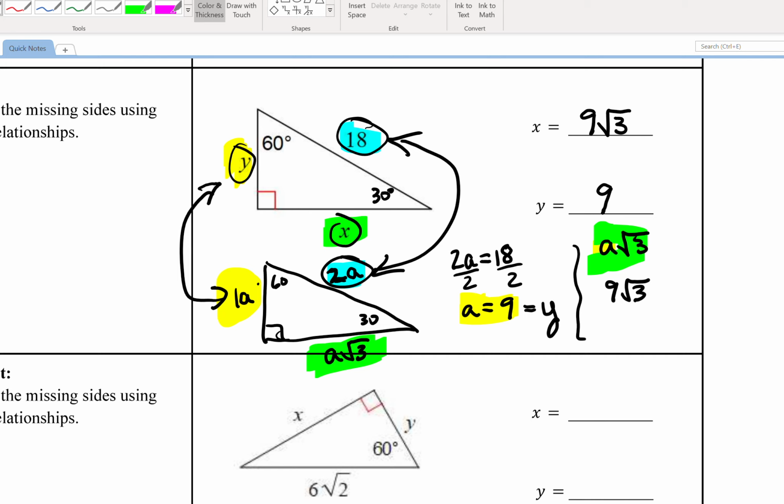And that's in that same ratio. This is 9, and this is 9 root 3. If I divide everything in there by 9, then I would just get 1, 2, and root 3. There you have it.